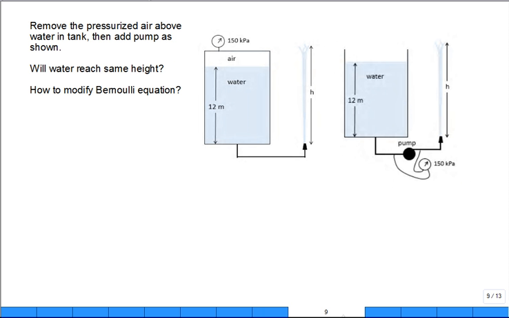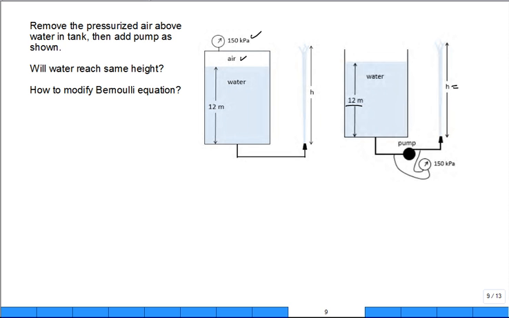Here's a question. We analyzed this system to death with that sealed tank and the gas or air above it at 150 kPa. I say remove the top of the tank. It's an open tank. Same water level, 12 meters. But I put a pump, and the pump puts a differential pressure, a pressure gain of 150 kPa right there in the middle of that fluid line. Now, how high will the water shoot?